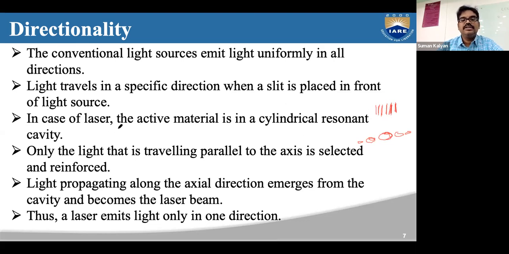In the case of laser, the active material is in a cylindrical resonant cavity. Only the light that is traveling parallel to the axis is selected and reinforced. Reinforced means again we are giving it back strength.